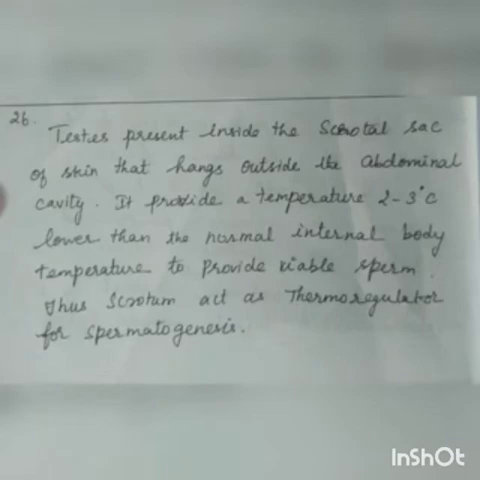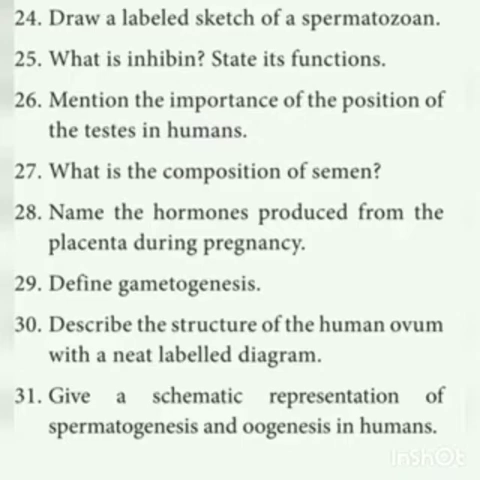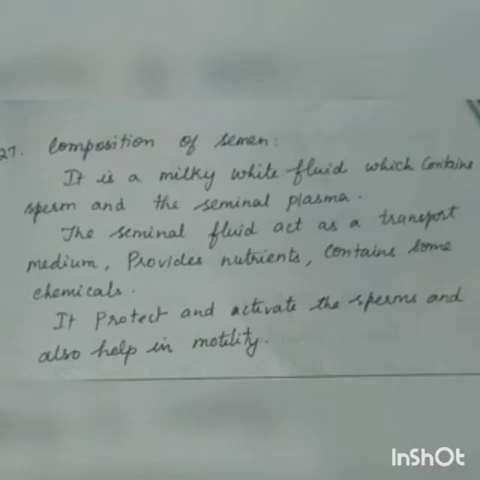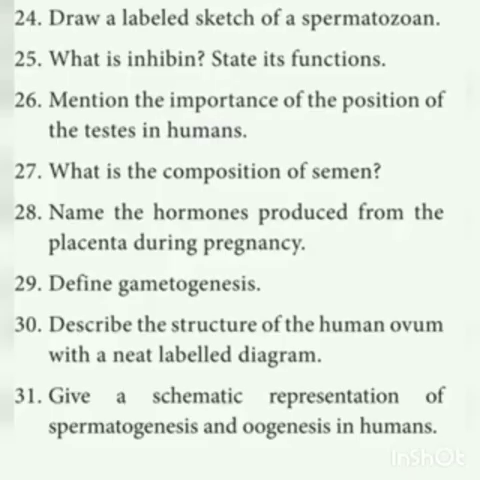The answer is C. Next one, what is the composition of semen? Semen is a milky white fluid which contains sperms and the seminal plasma. The seminal fluid acts as a transport medium. It provides nutrients, contains some chemicals. It also protects and activates the sperms and also helps in the motility. Motility means movement of the sperms. So semen is nothing but a milky white fluid which contains sperm and seminal plasma.